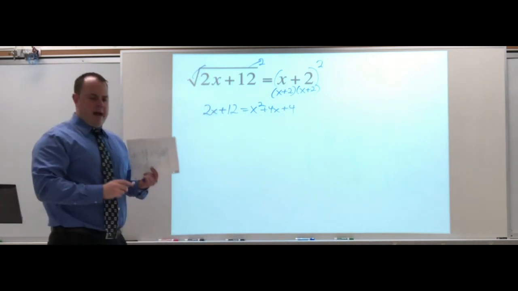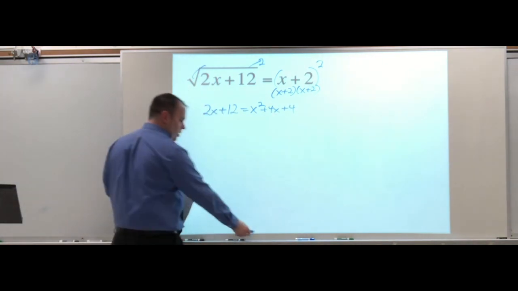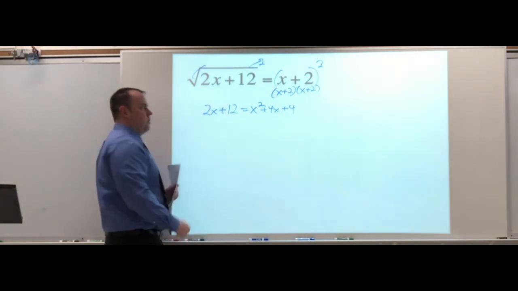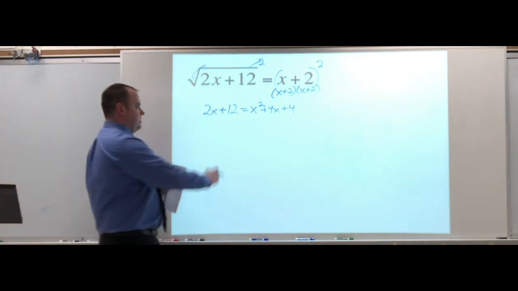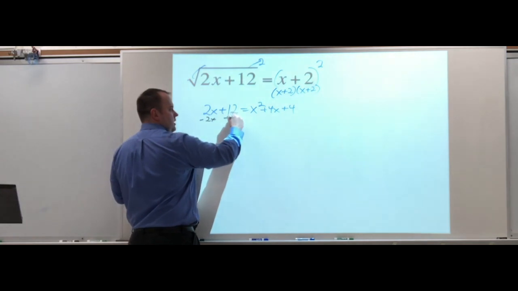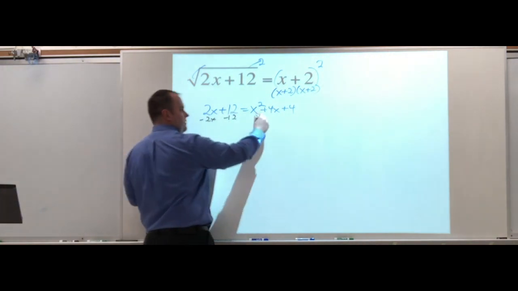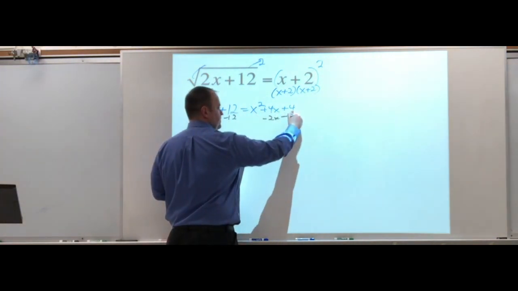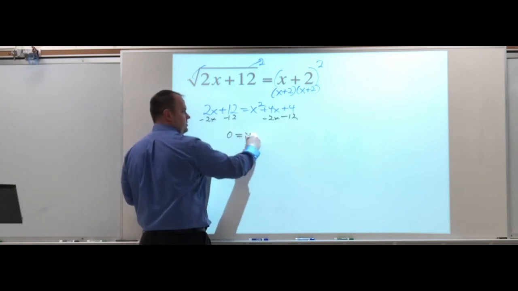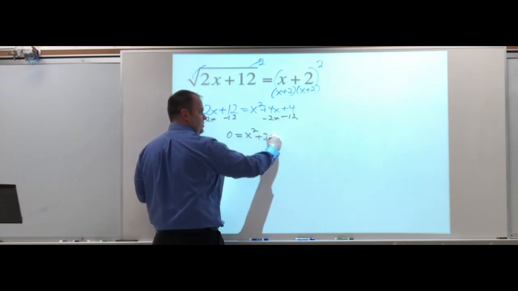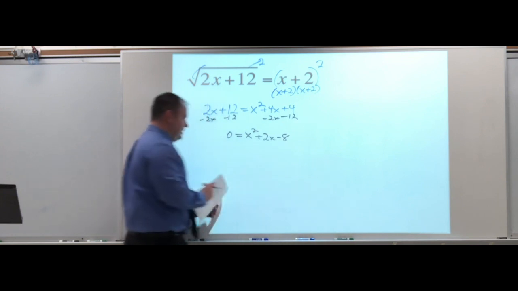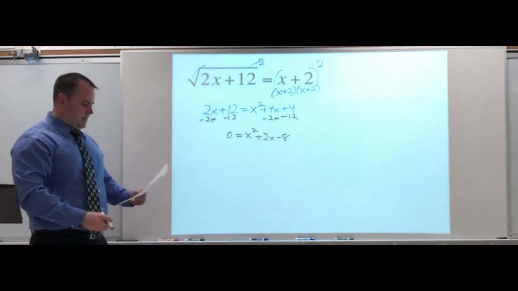And now you have a quadratic equation. Okay, so before, simplifying was giving us a linear equation. Now we have a quadratic. I'm going to bring the x value, my linear value, and my constant value over. We have 0 equals x squared plus 2x minus 8. Double check my math there real quick.